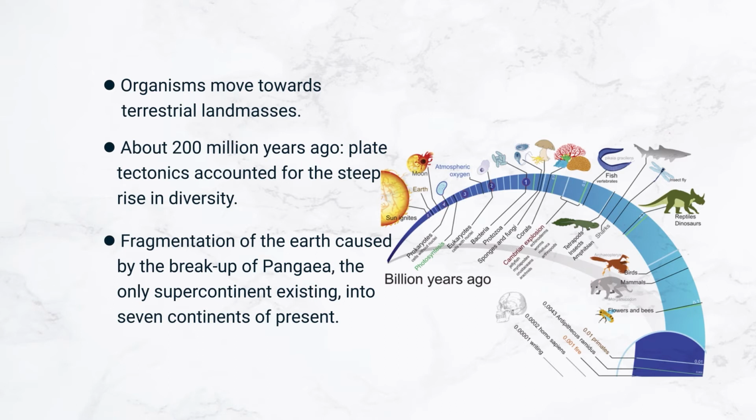Around 200 million years ago, plate tectonics, the geological phenomenon, accounted for the steep rise in diversity. That steep rise in diversity is due to the fragmentation of the earth caused by the breakup of Pangaea, the only supercontinent existing at that time. Pangaea fragmented into the 7 continents of the present world.